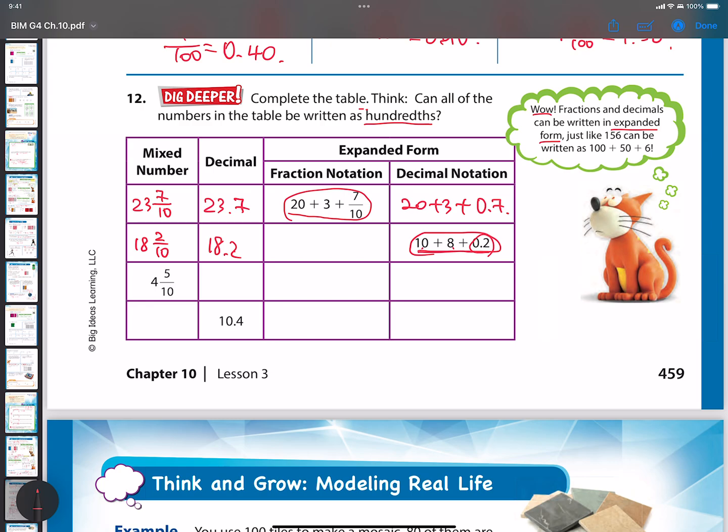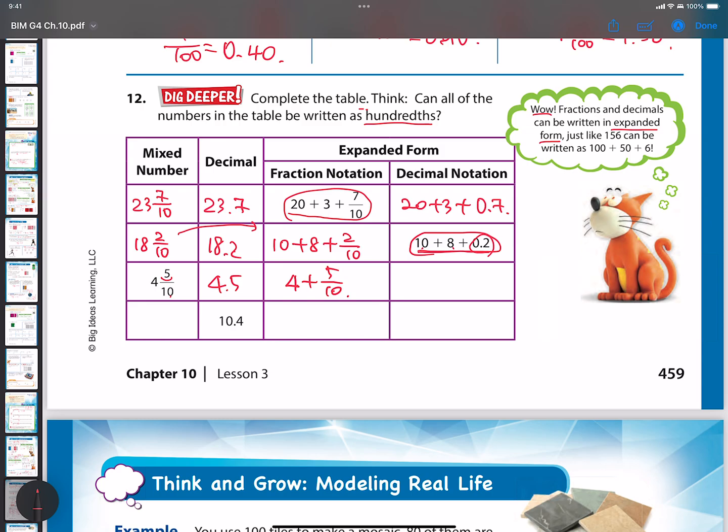And now we are going to put this mixed number into fraction notation, which is 10 plus 8 plus 2 tenths. Now, mixed number is 4 and 5 tenths. Decimal form: we can move backward by 1 time because it has only 1 zero, here 5 tenths. So 4.5 is the answer for decimal. And then what about the fraction notation? Yes, let's put them separate, detach. 4 plus 5 over 10.